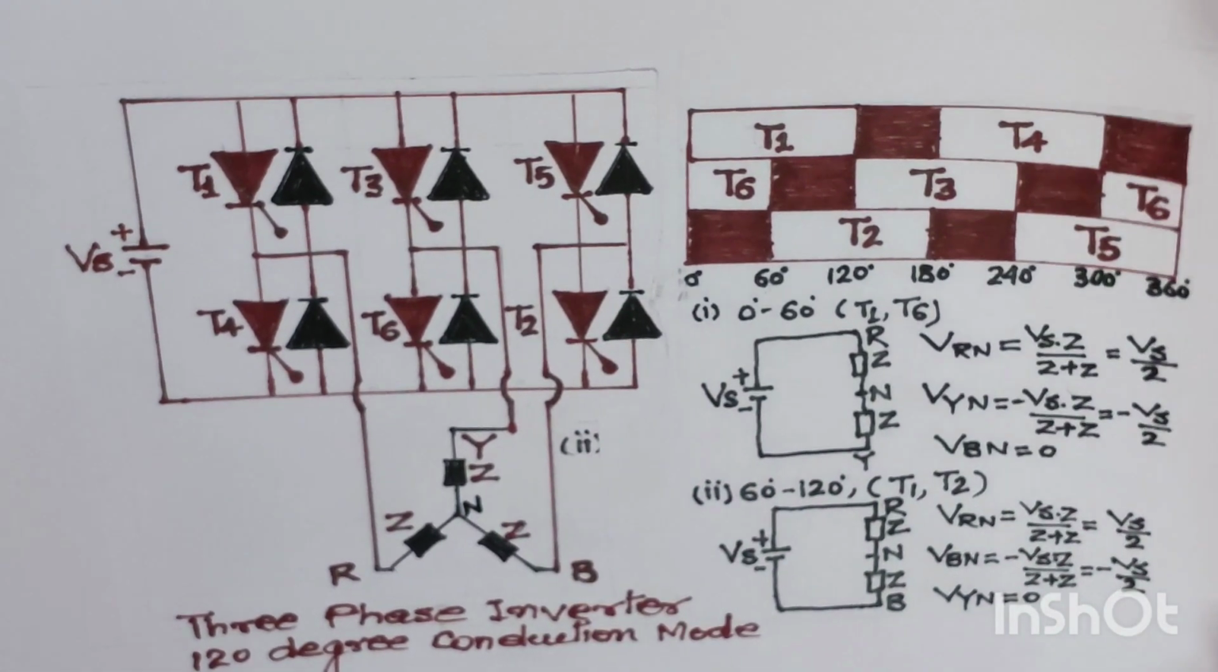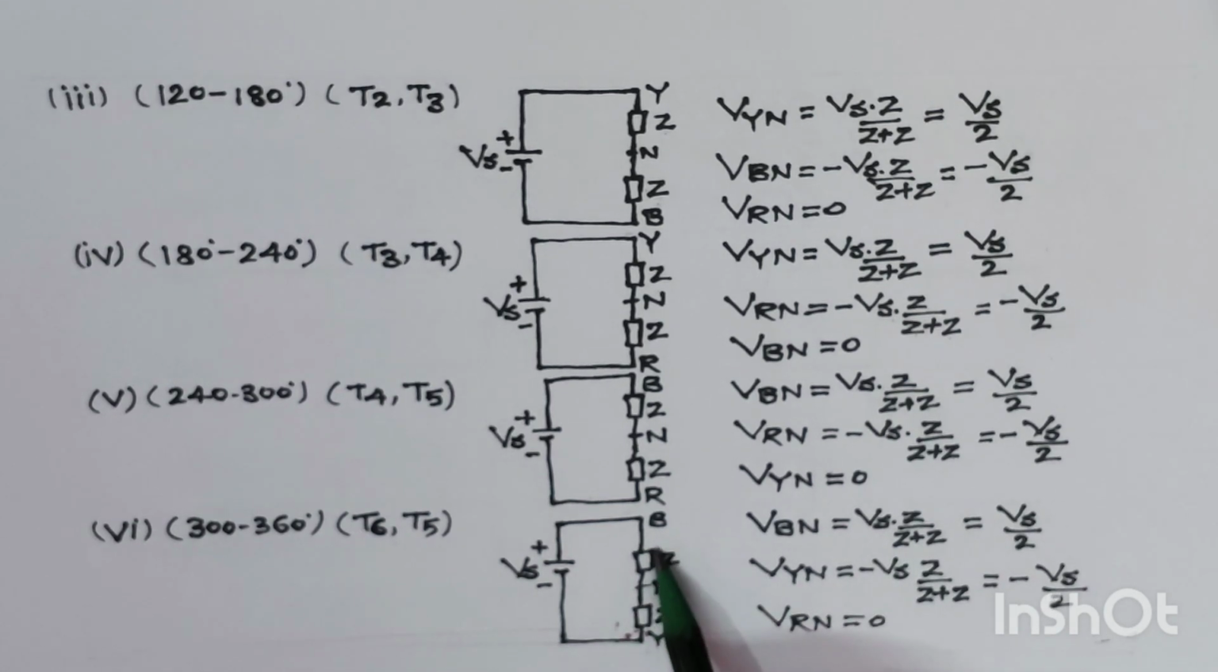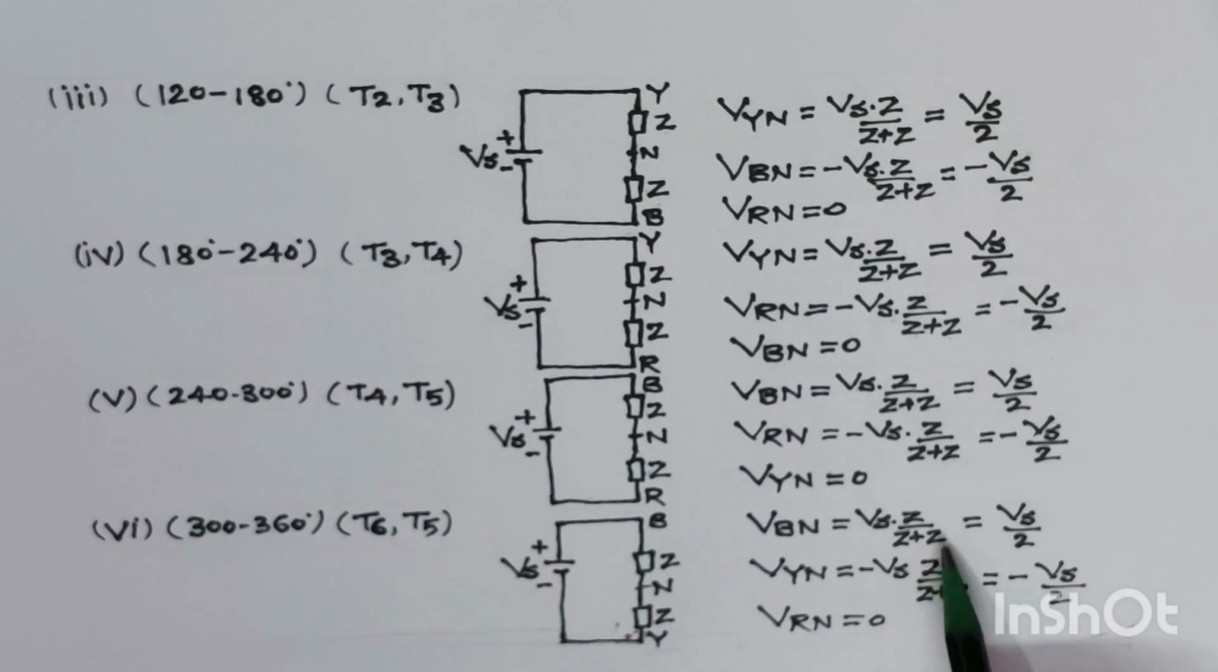So see, where is the equivalent circuit? This is the equivalent circuit between B phase and Y phase, and this is the supply voltage Vs, and these are the impedances. So we have to find out the voltage VBN. What is VBN? Again we will apply the voltage divider rule as we did in the previous steps, that is supply voltage Vs into Z upon Z plus Z upon Z plus Z.